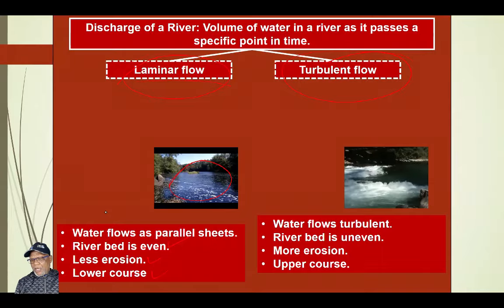Then in the middle course, you can see the volume of water is increasing because more tributaries are joining the river. And then what is happening? The gradient is gradual. The river flows slower because it's no longer as steep as in the upper course. And there is lateral erosion. Lateral erosion means sideways erosion. It means the river is becoming wider. The river valley is becoming wider.